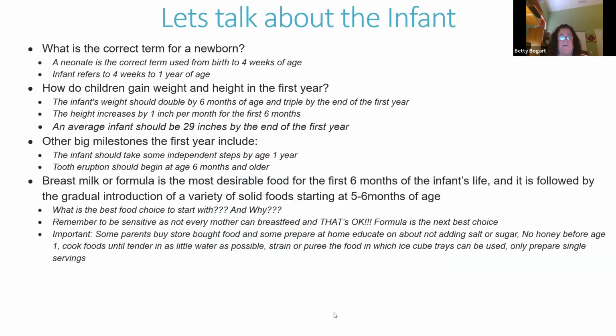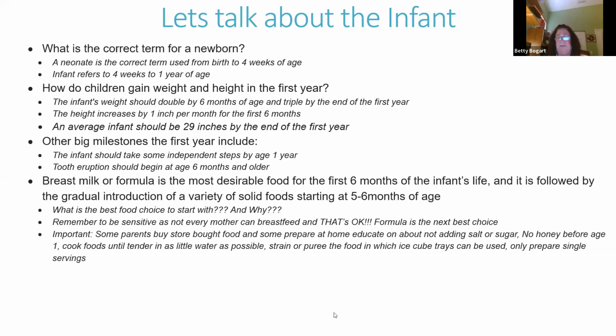So the infant, well, the first 4 weeks of life, they're called a neonate, okay? Neonatal ICU, that's how you can remember it. Neonate is the first 4 weeks. After that, up to 1 year, they're called an infant. So there is a difference in names there. So be aware as you're reading questions, if it says neonate, that's the first 4 weeks, and infant is up to 1 year.